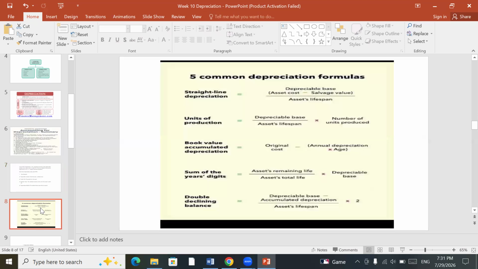There are common formulas of depreciation: straight line method, unit of production method, book value, sum of the year digits, and double declining balance method. These are the simple formulas of depreciation.